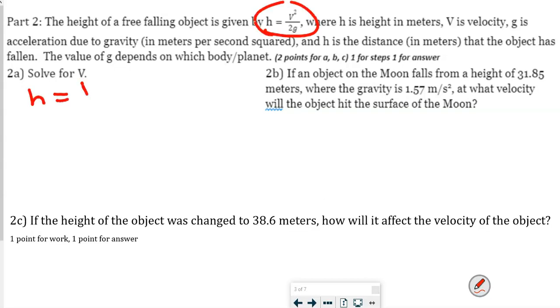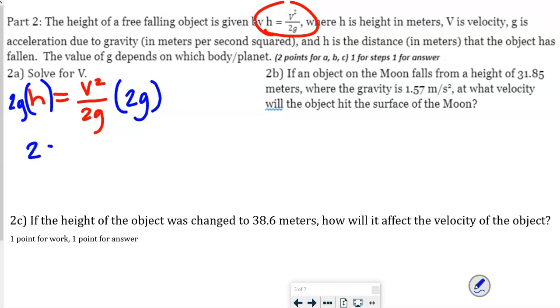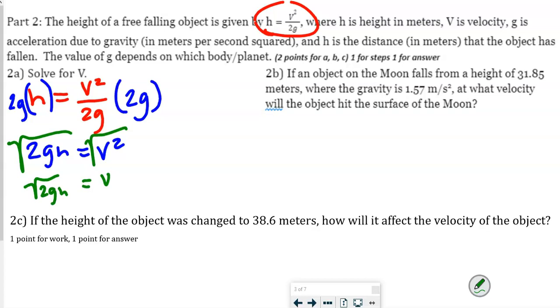So we got h equals v squared over 2g. So to get rid of something in the denominator, hopefully you recall, we multiply by it. So we're going to multiply both sides by 2g. So that's going to give us 2gh is equal to v squared. Now, how do we get rid of a squared? We take the square root, right? So we're going to take the square root of both sides. So that's going to give us v equals the square root of 2gh. So that's part 2a.